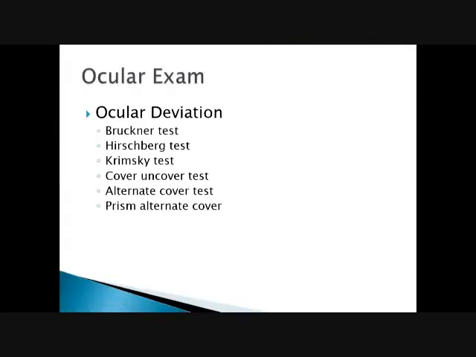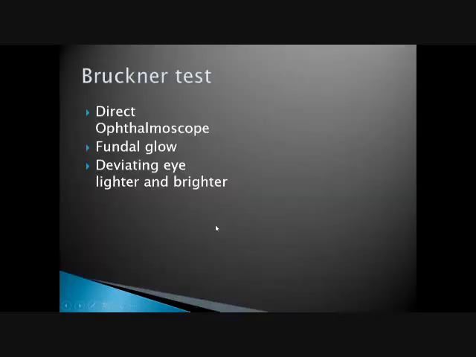Then coming to the ocular examination, we have the Bruckner test, Hirschberg test, Krimsky test, cover uncover, alternate cover, and prism alternate cover test. So what is the Bruckner test? In the Bruckner test, we throw the light with the help of a direct ophthalmoscope and we observe the fundal glow, and you will note that the deviating eye is lighter and brighter. Another use of the Bruckner test is to detect myopia or hypermetropia.